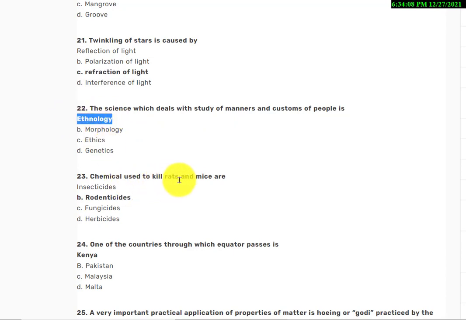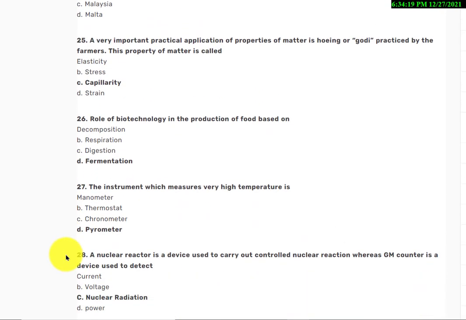Chemical used to kill rats and mice are rodenticides. A very important practical application of properties of matter is hoeing or godi practiced by the farmers. This property of matter is called capillarity.